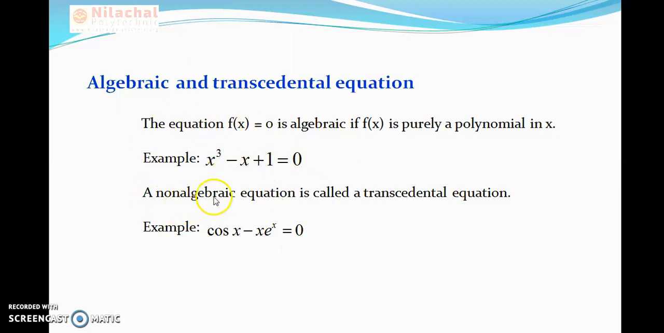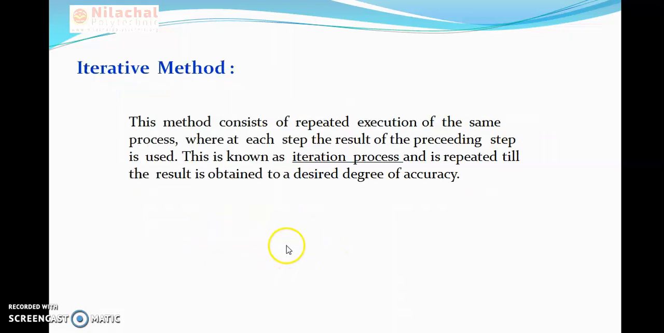Similarly, a non-algebraic equation is called a transcendental equation. Non-algebraic means which is not an algebraic. So example, cos x minus x into e to the power x equal to 0. This is known as transcendental equation. Clear? Now, what is the iterative method?